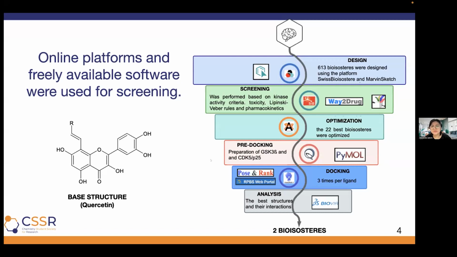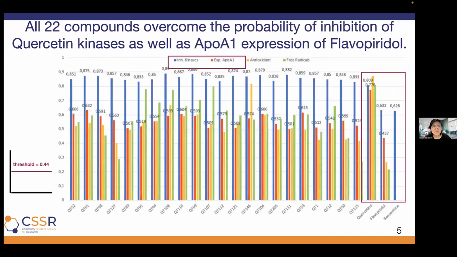The docking experiments were made on two platforms, AutoDock4 and AutoDock Vina, highlighting that AutoDock4 provided the best results. We validated our best poses for the ligands with PoseRank. And finally, we analyzed with Discovery Studio all the interactions, and we will present you the best two bioisosteres as candidates.